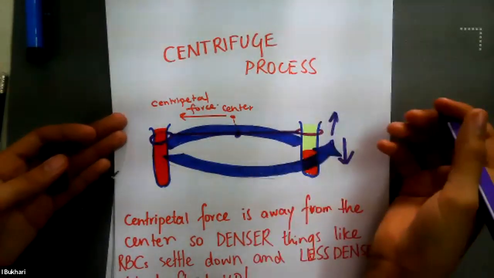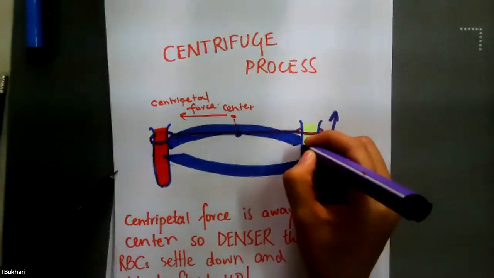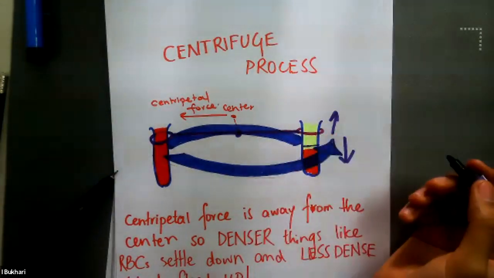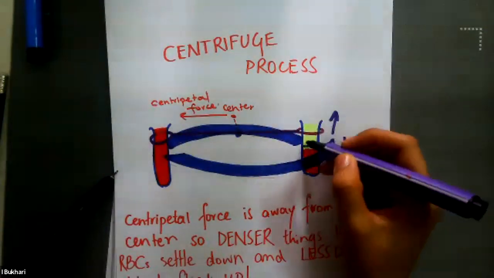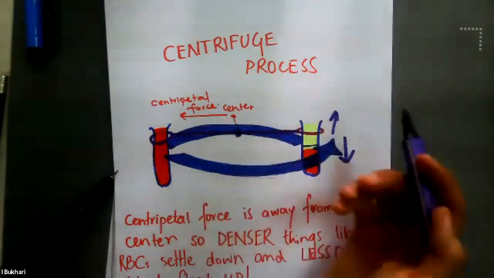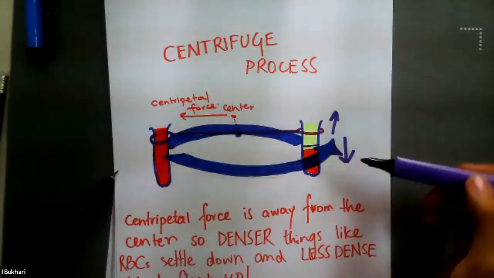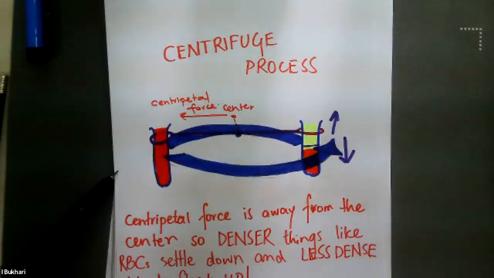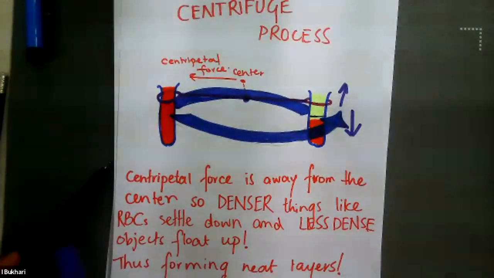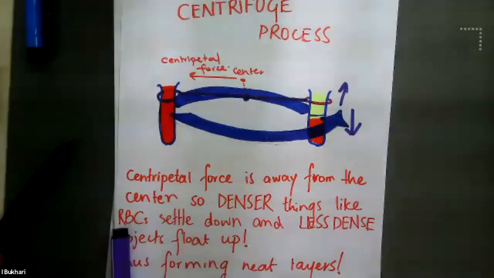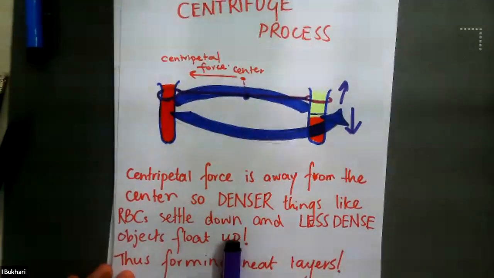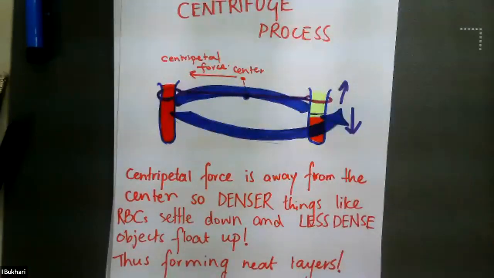And the white blood cells do form a white film right here because they are still cells. So this is all plasma, platelets, and broken cells. The less dense moves towards the center and the more dense settles down. So centripetal force acts away from the center, so denser things like RBCs settle down and less dense objects float up, and that's why they form these layers.